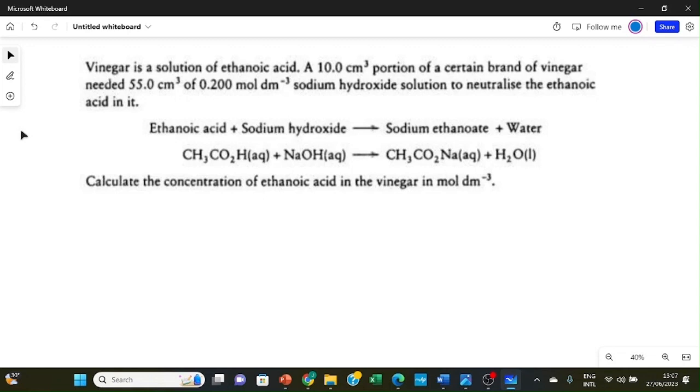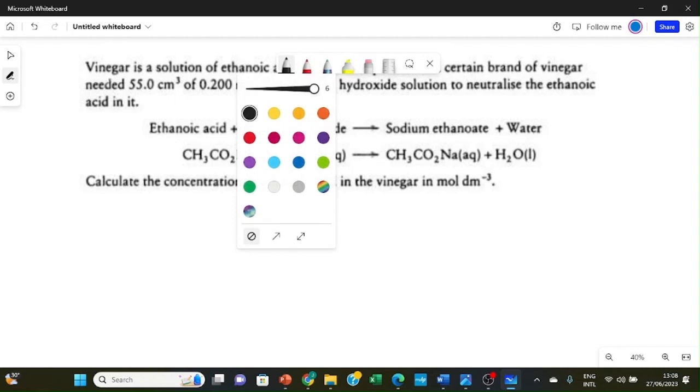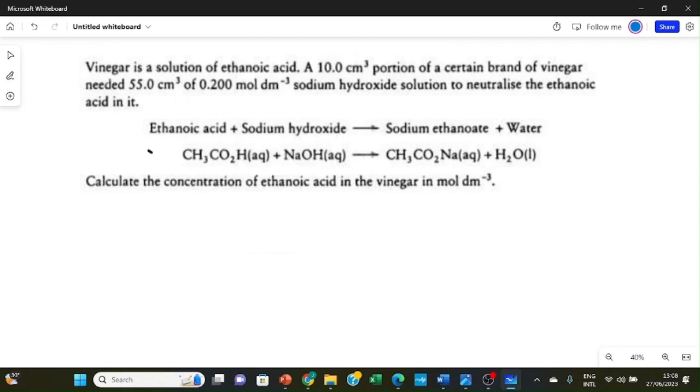So this is a typical example. Vinegar is a solution of ethanoic acid. 10.0 cm cube of a certain brand of vinegar needed 55 cm cube of 0.2 mole per dm cube sodium hydroxide solution to neutralize the ethanoic acid in it. We are given the equation: ethanoic acid, which is the acid, reacts with sodium hydroxide as the base to form sodium ethanoate, which is salt, and water. You're asked to calculate the concentration of ethanoic acid in the vinegar in mole per dm cube.